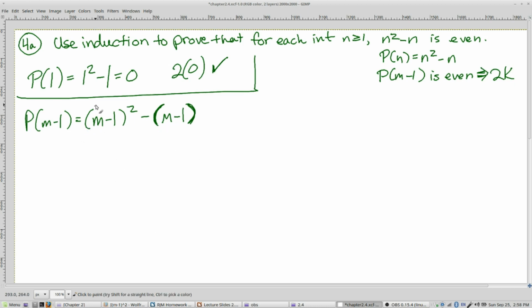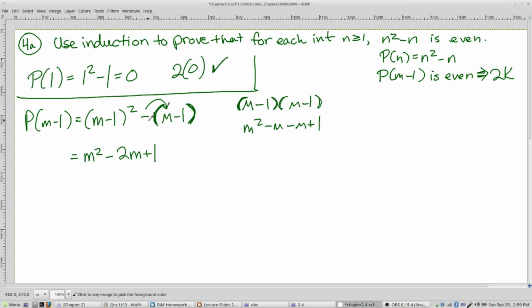Now for me, I don't usually like to skip steps in simple algebra, so I'm going to write m minus 1 and just FOIL this out, because otherwise I tend to make really dumb little algebraic mistakes. So this is going to be m squared, and then minus m, plus 1, so that's that factored out. So let's write that over here. P of m minus 1 is equal to m squared minus 2m plus 1, and then distribute this negative sign, so minus m plus 1.